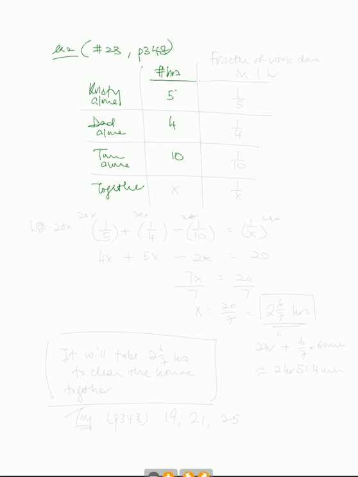The number of hours they take individually, that's 5, 4, and 10. Together, that's what we're trying to find. We're trying to find how long will they take. So in this case, let's do fraction of work done.